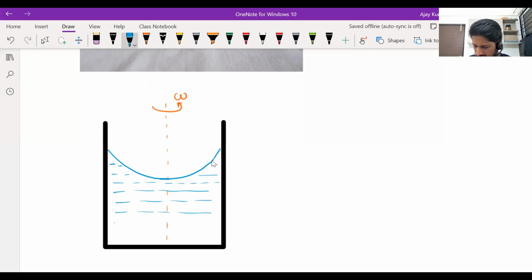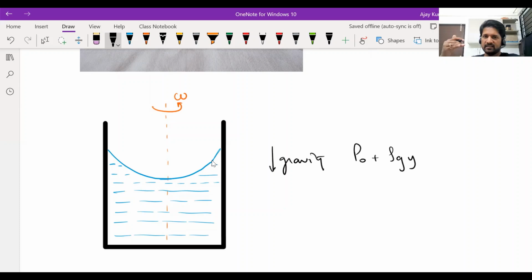Why won't it be straight? Why can't it just be like a cone, like when you see from the side, why can't the boundary be straight? Why should it be shaped like a bowl? Let us discuss. We just saw that when a liquid is rotated, horizontal pressure variation depends on x square. But vertically, the pressure varies due to gravity only, and pressure variation due to gravity is P naught plus rho g y. So vertical pressure variation is linear, horizontal pressure variation is quadratic.